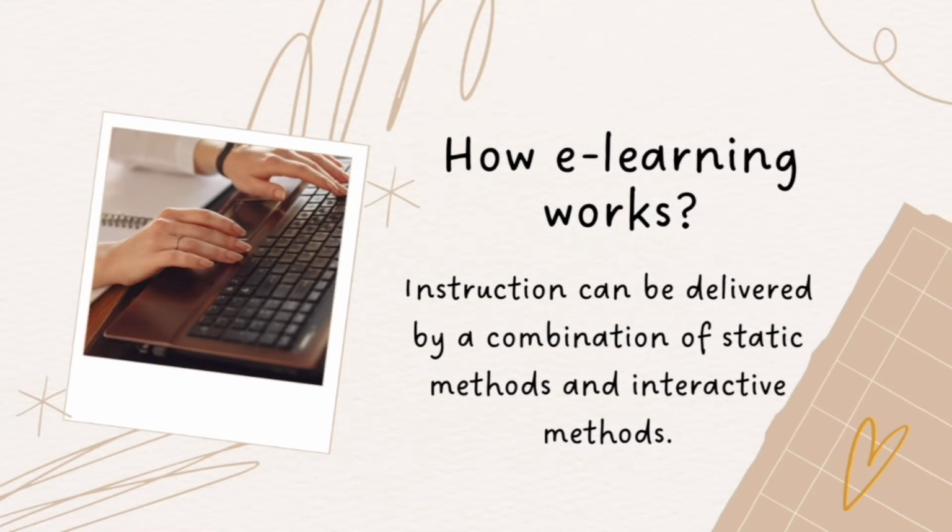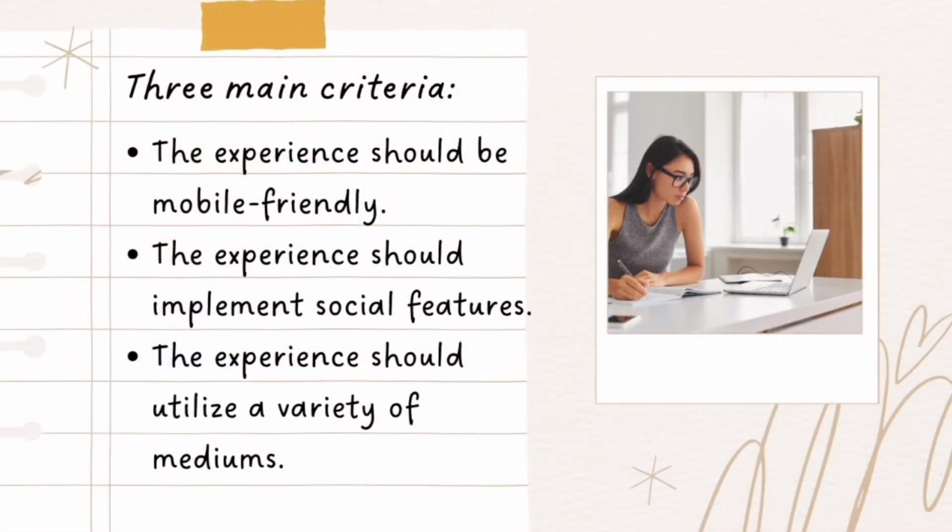Instruction can be delivered by a combination of static methods and interactive methods. There are three main criteria an enterprise should follow to help ensure an effective e-learning program regardless of the specific platform they end up using. First, the experience should be mobile friendly. The second is that the experience should implement social features. The third and last is that the experience should utilize a variety of different mediums. This is to suit diverse learning styles, including quizzes, infographics, podcasts, demonstrations, and narrative-based learning.